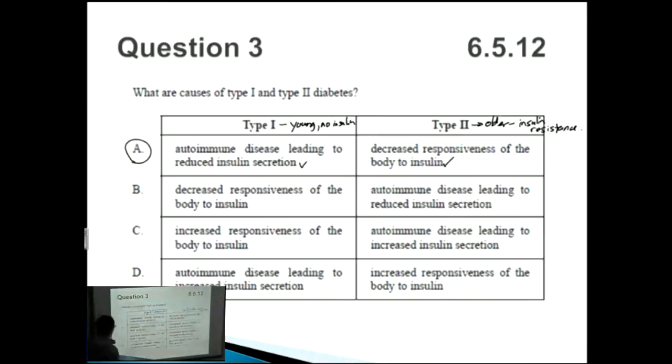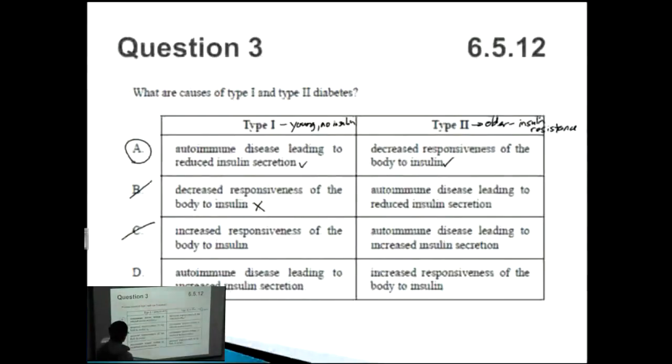So A seems like our correct answer. Let's look at our other ones. B, decreased responsiveness of the body to insulin. No, that's what happens with type 2, not that one. C, increased responsiveness of the body to insulin. Increased responsiveness? No, that's weird as well.